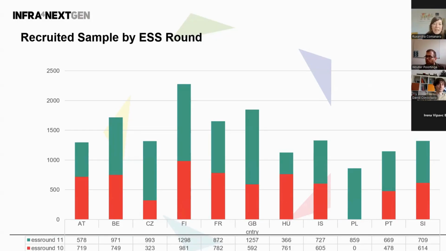When we look at where the participants have been recruited from, this is basically an overview of the recruited sample by the different ESS rounds. So the round 10 are the red bars, and the round 11 are the green bars. And you'll see that Poland is only in green, and that is because Poland has only joined the Chronos panel after round 11. So they're one of our newest countries.